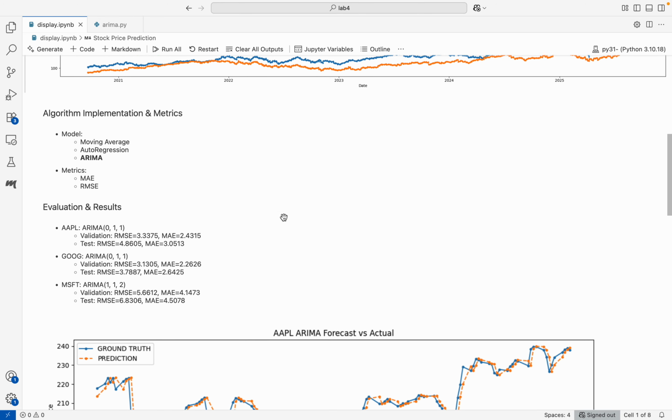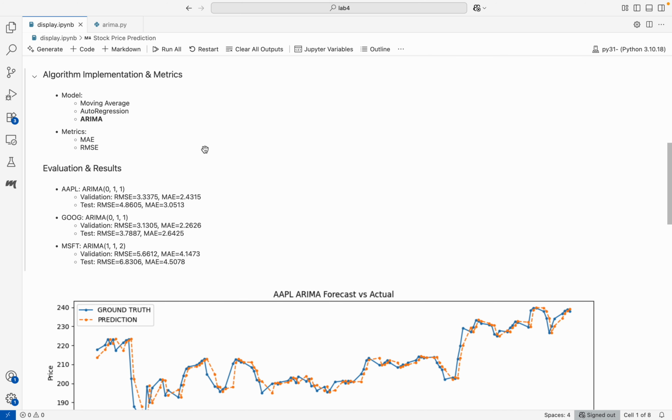Now let's move on to the algorithm and metrics. So we experimented with three models: the moving average, autoregression, and ARIMA. And to evaluate the model's performance, we used MAE and RMSE.